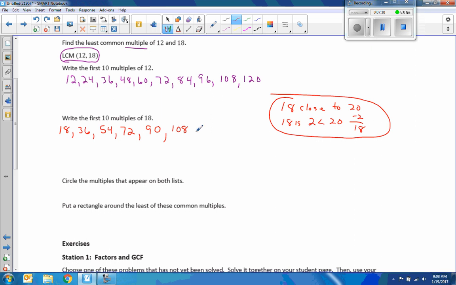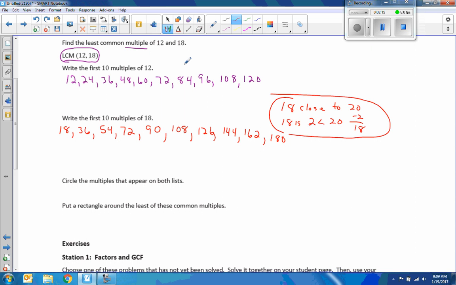How do I know when I'm stopping? Put a 0 down here. I've got to keep going until I get to 180. So add 2 to 10, subtract 2 from 8. Add 2 to 12, subtract 2 from 6. Add 2 to 14, subtract 2 from 4. Add 2 to 16, subtract 2 from 2. And we are done. I'm in trouble with my commas here. So it's 180. 18 times 10 is 180. So these are the first 10 multiples of 18.